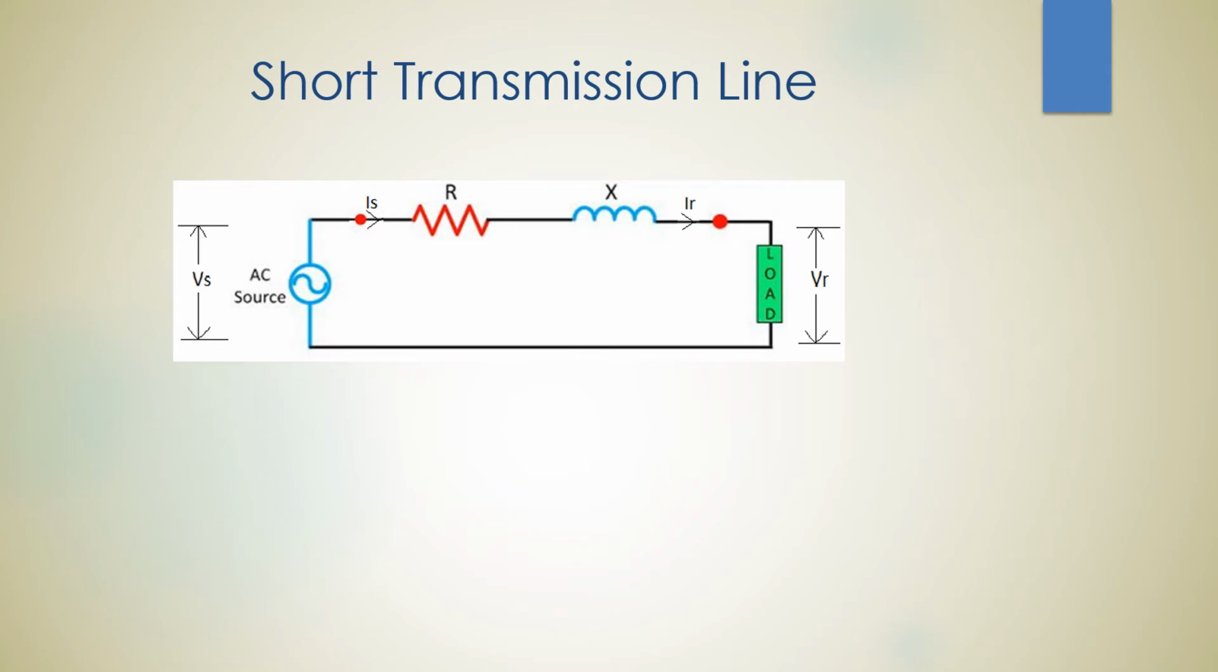Vr is the receiving end voltage, Ir is the current at the receiving end, Is is the sending end current, and Vs is the sending end voltage.